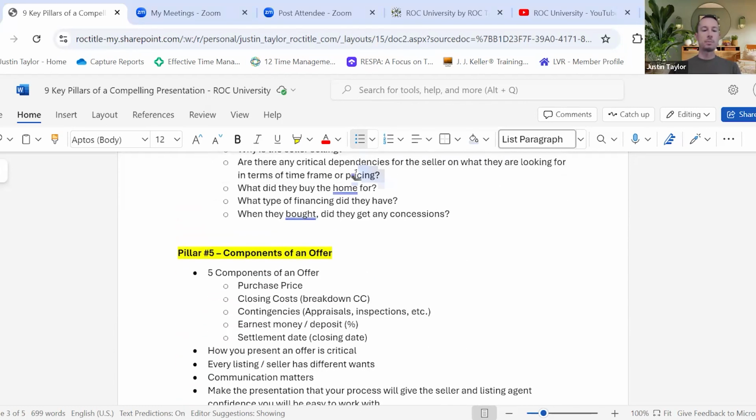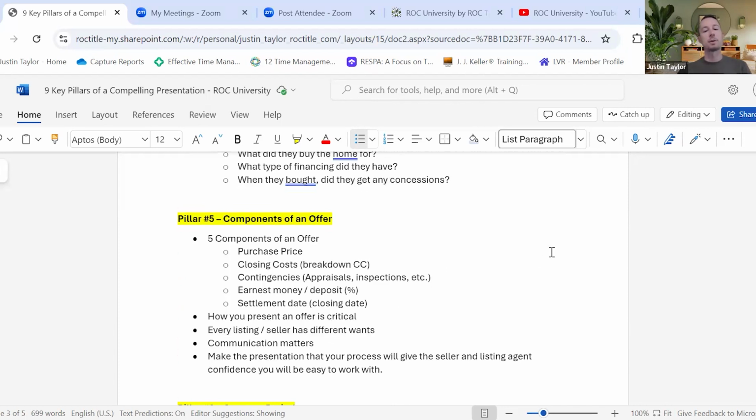All right, pillar number 5, components of an offer. I have 5 components of an offer. Again, if you want to add more, you absolutely can. It is up to you. But the 5 components that I have here is purchase price. So, Karen, when we go through and write this offer, some of the things that we need to talk about is purchase price. Based on all this intel that I got, all the key market data, I think this would be a great offer, a great starting point, whatever you want to put in there, based on these data points.